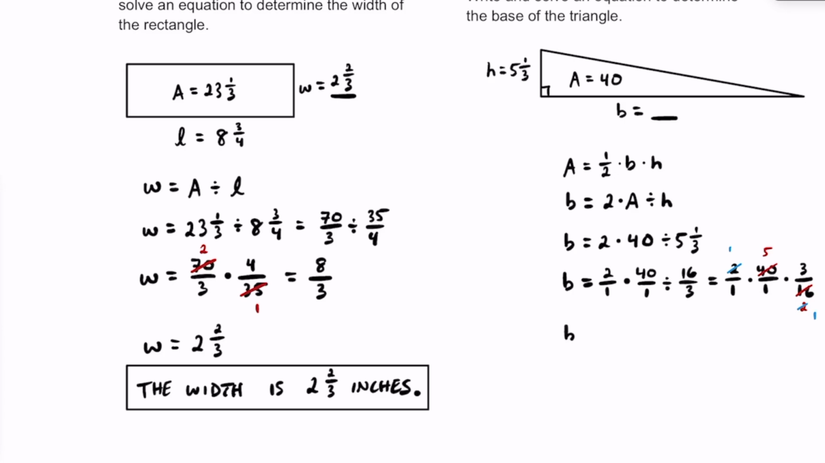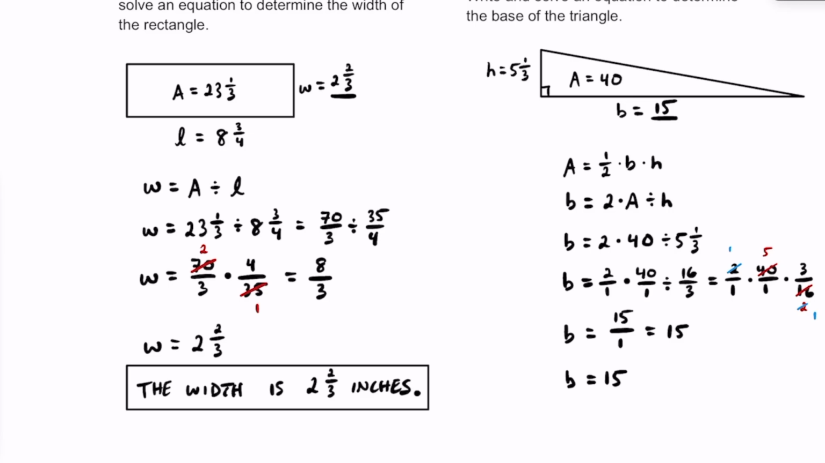So in the denominator, we just have 1s all the way across the bottom. So 1 times 1 times 1 is 1. And on top, we have 1 times 5 times 3, which is 15. So 15 over 1 is just 15. So the base of this triangle must be 15 centimeters long. So let's go ahead and put 15 right over here.